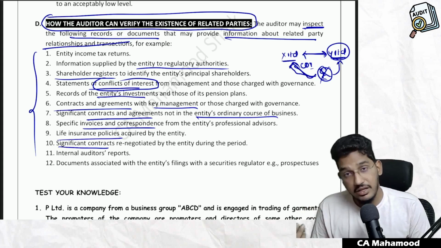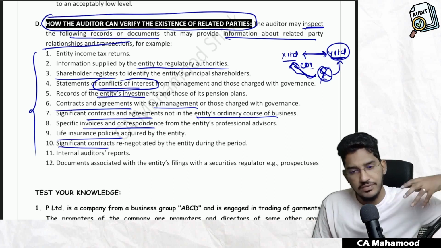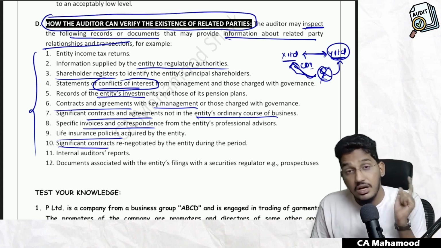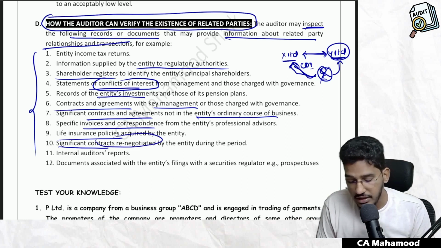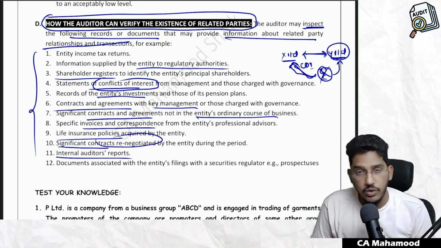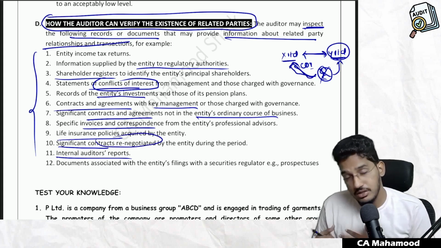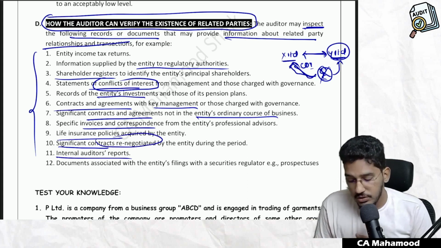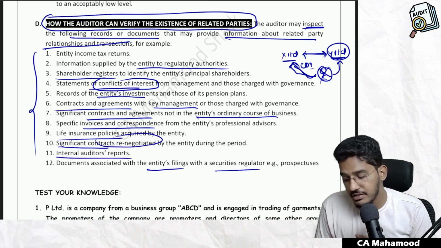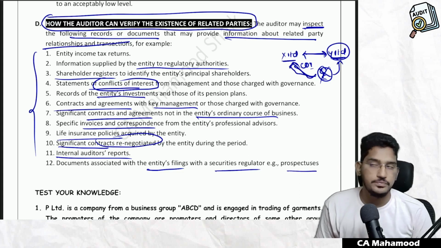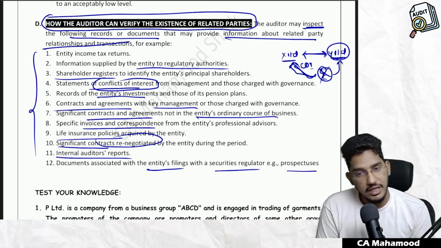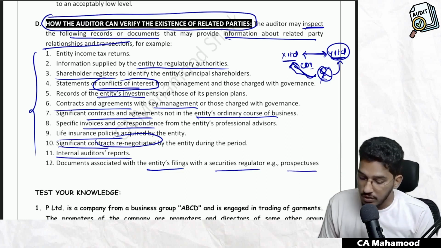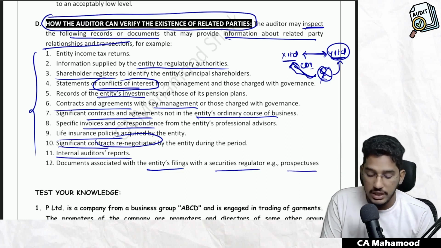Generally, once a contract is finalized, renegotiation will not happen. Renegotiation will happen only in the case of related parties. So check whether any contracts are renegotiated, and even read the internal auditors' report. Check whether any internal auditors told about related parties, and also documents associated with entities' filings like SEBI, prospectus, etc. Even check the documents which are submitted with securities regulators like SEBI. By going through all these documents, you will come to know are there any related parties.